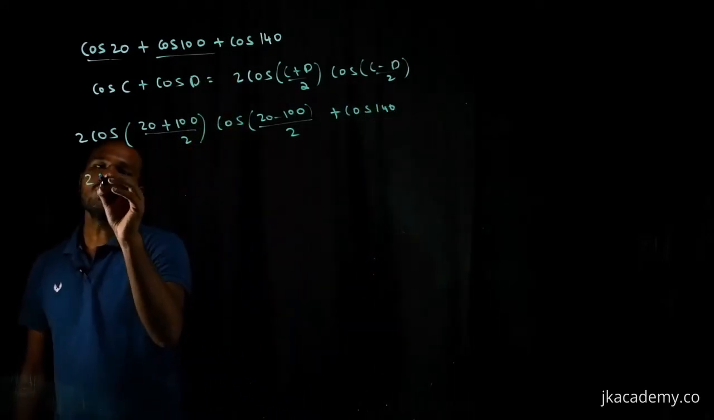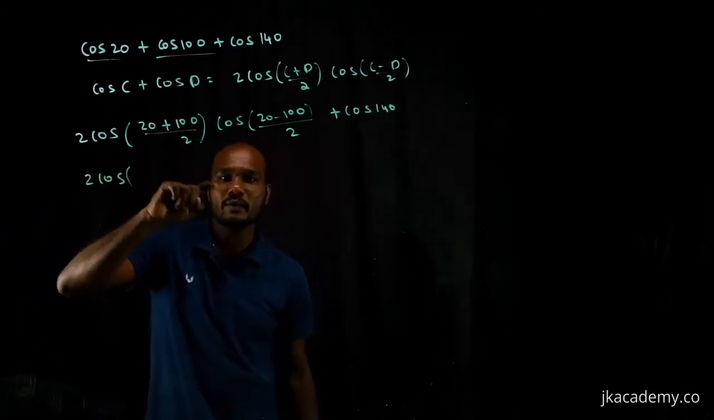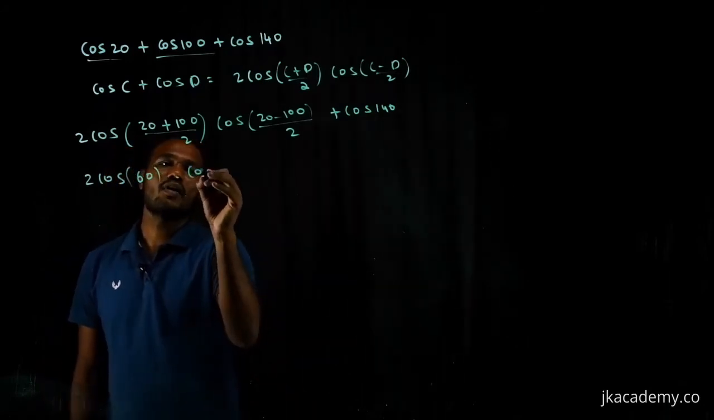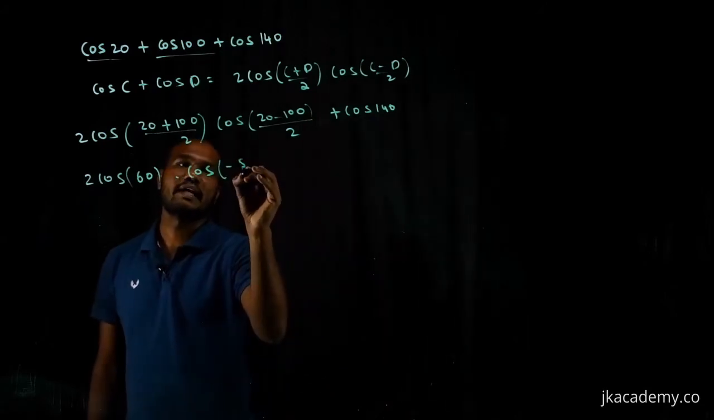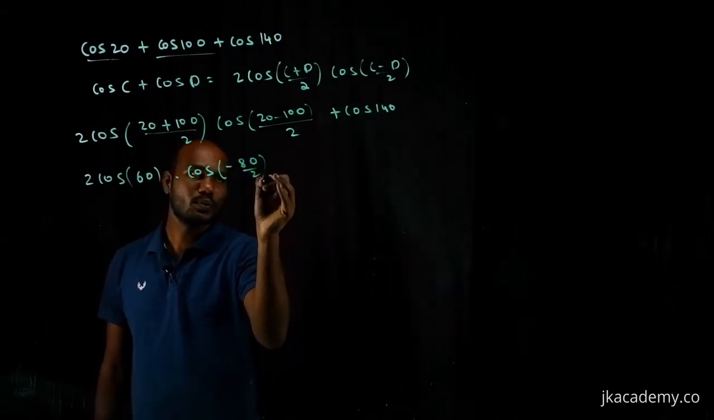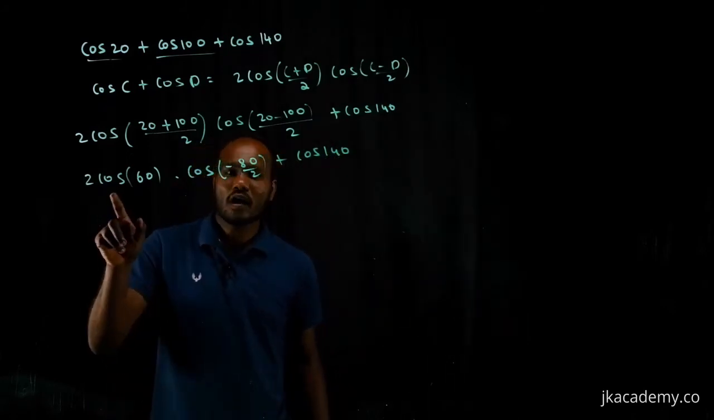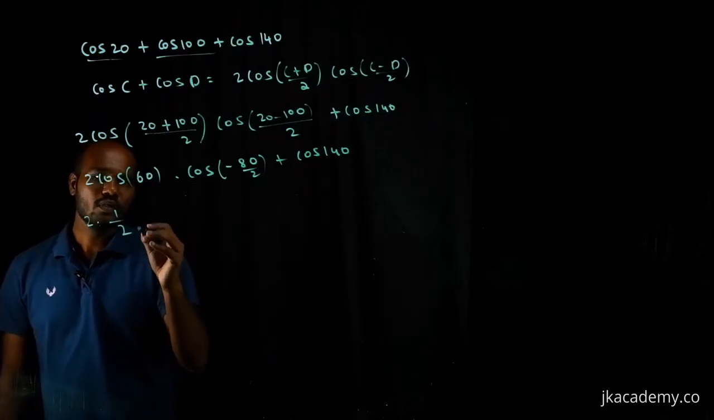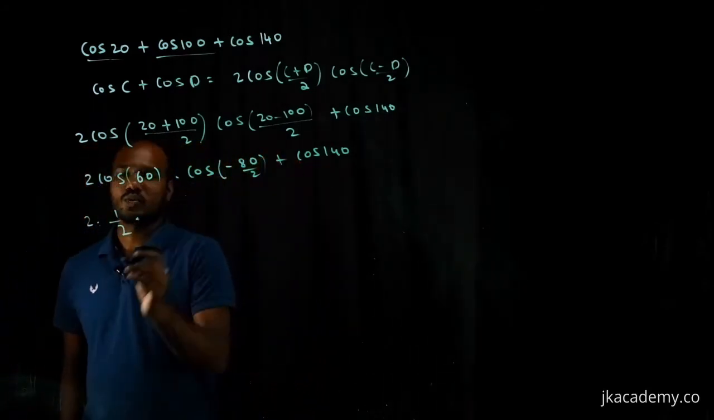Now 2 cos, what is 20 plus 100? 120. 120 divided by 2 is how much? 60 degree, right? Times cos of 20 minus 100, which is minus 80, divided by 2, plus cos 140 degree. Now cos 60 is how much? 1 by 2. So 2 times 1 by 2 times cos of minus theta is what? Cos theta.